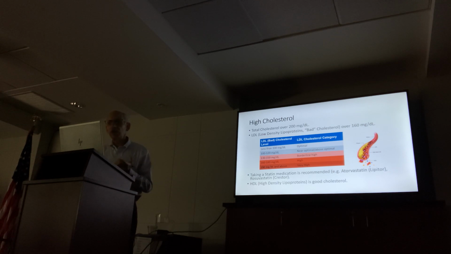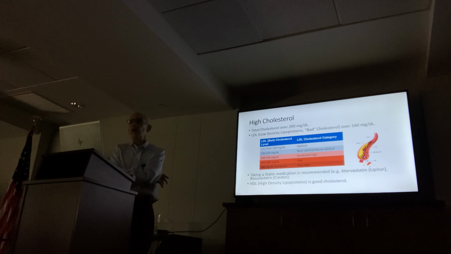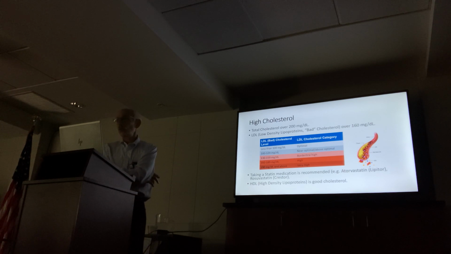And here is a chart that talks about the different LDL, or low density levels. And you want to be preferably below 160 or so. If you have heart disease, you want to be below 130. So remember, cholesterol is not all one thing. There are different types of cholesterol. What's the good cholesterol, do you know?